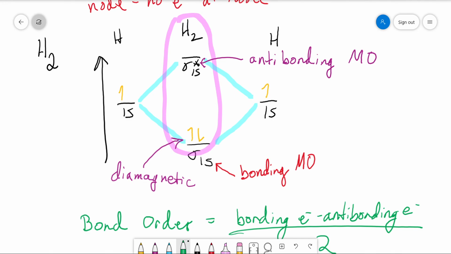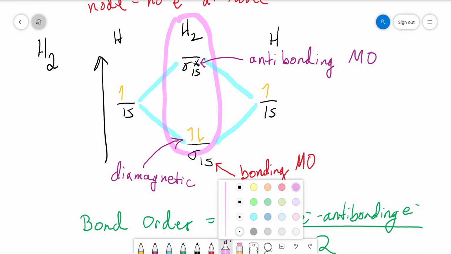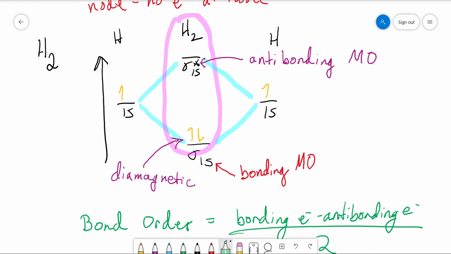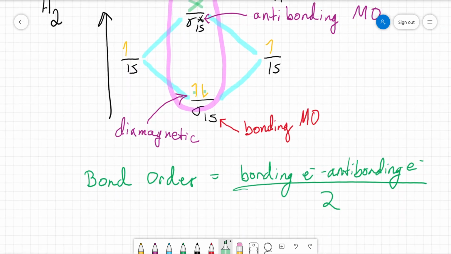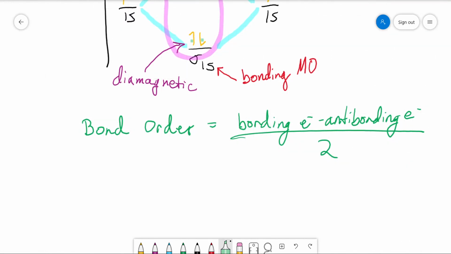What I like to do is I like to look at the diagram and I say, okay, how many bonding electrons do I have? I have 1, I have 2. And do I have any anti-bonding? No, there's no anti-bonding up there. Okay, so I have 2 bonding electrons. 2 electrons make a bond, so my bond order is 1. Or if we want to use the equation, we say bonding electrons 2 minus anti-bonding electrons 0 divided by 2, and that is equal to 1. So that is a bond order of 1.